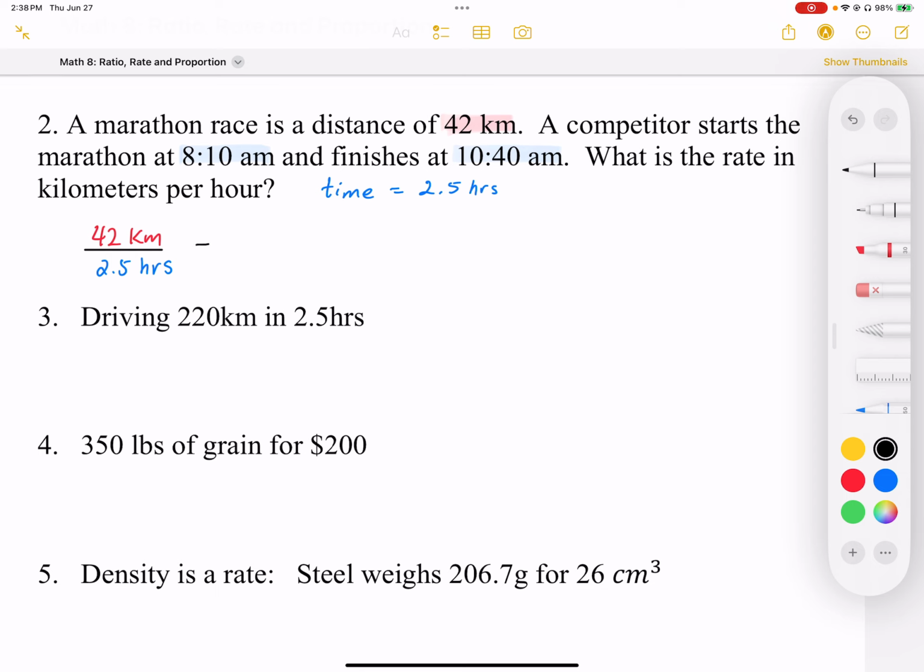We want to convert this into kilometers for 1 hour, so that's a unit rate. So to do that, we're going to divide those two numbers. So 42 divided by 2.5. Okay, get your calculator out and do that on your calculator. 42 divided by 2.5, and we're going to end up with 16.8. Okay, what are the units? We need to make sure we write the units. Well, the units are kilometers per 1 hour, or just kilometers per hour.